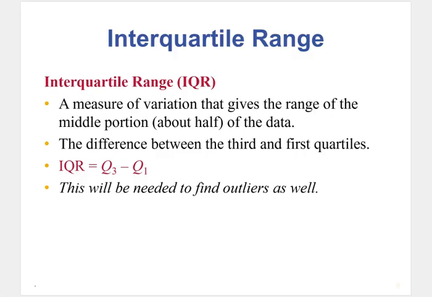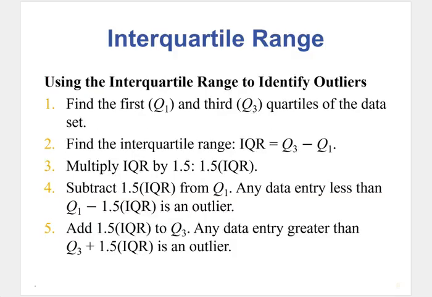So if you are going to find an outlier and define it, this is how you define an outlier. First, you have to find all your quartiles, obviously. Step 2, find your interquartile range. And then whatever that interquartile range is, you're going to multiply it by 1.5. You're going to take that number and subtract it from Q1, and then add it to Q3. Anything below Q1 minus 1.5 times the IQR will be an outlier, and anything above Q3 plus 1.5 times the IQR will also be an outlier. So you could have outliers on the low end, you could have them on the high end.